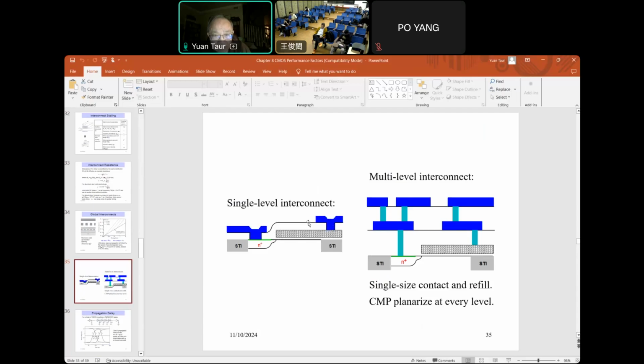If you want to go to 10 or 15 layers, you have to planarize at every level, shown here. So you have a contact, we call the contact stud, and then you planarize, you put in metal, and then you planarize again before you build the next level. So this makes it possible to go many levels by using this technology. And so CMP stands for chemical mechanical polishing. It planarizes at every level.